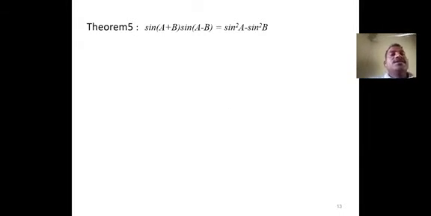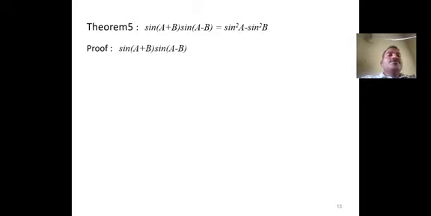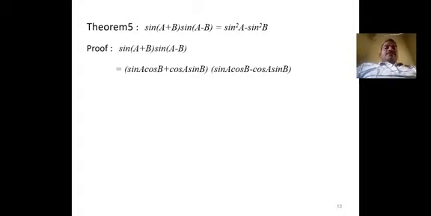Now the sine of A plus B into sine of A minus B. Sine of A plus B into sine of A minus B is sine square A minus sine square B, or you can write it as cos square B minus cos square A. The proof of this one: sine of A plus B into sine of A minus B is, with the help of the sine of A plus B formula, (sine A cos B plus cos A sin B) into the sine of A minus B formula, (sine A cos B minus cos A sin B).